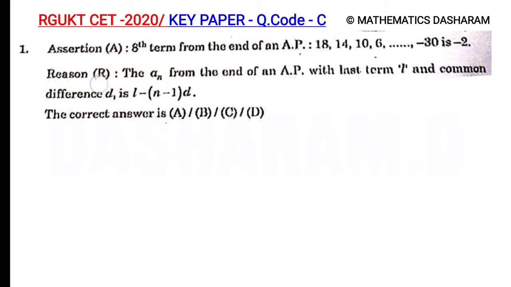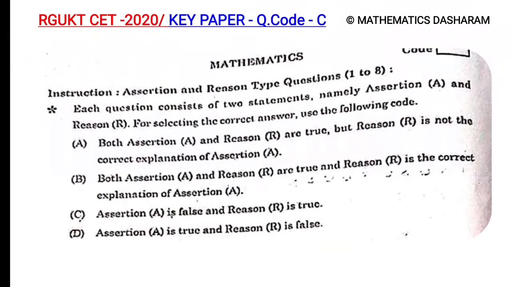So, that means the reason is also correct. So, assertion and reason both are correct. Then which option is correct here? So, option B is correct.